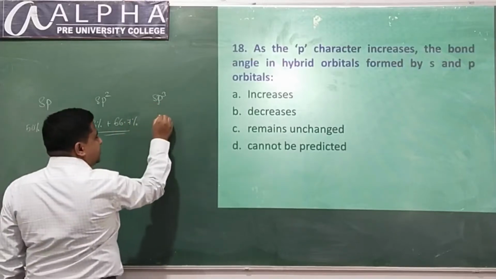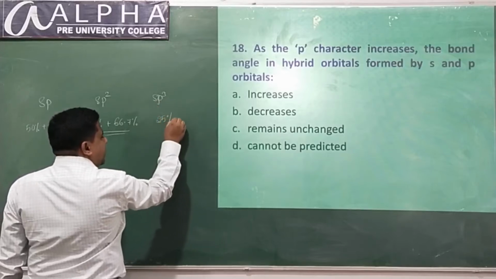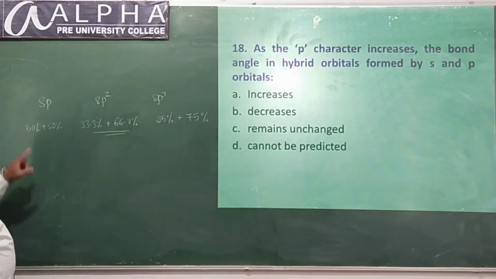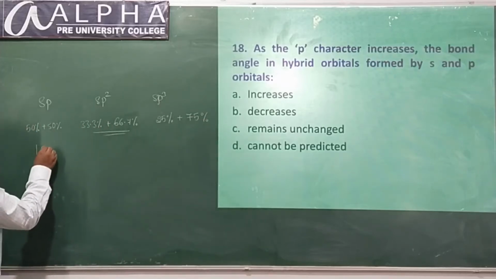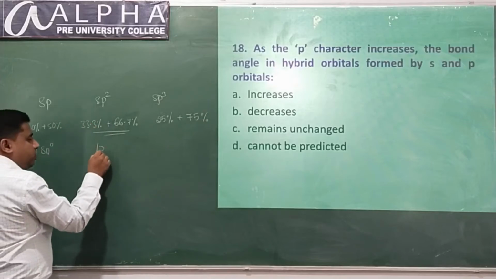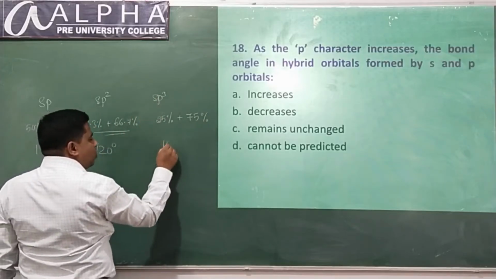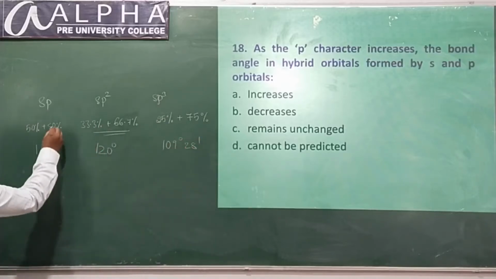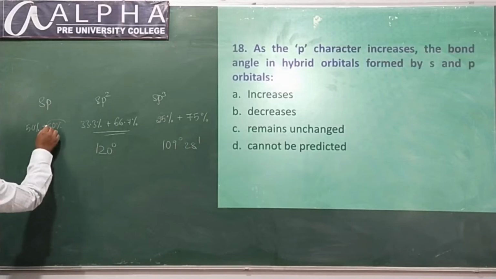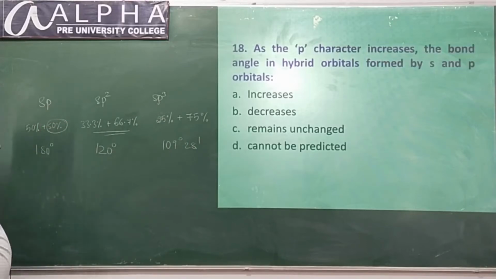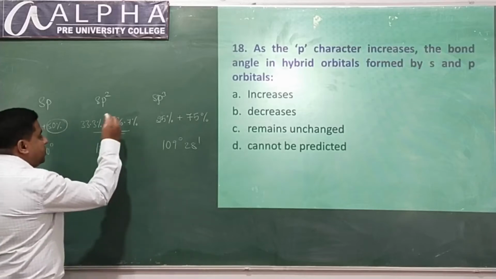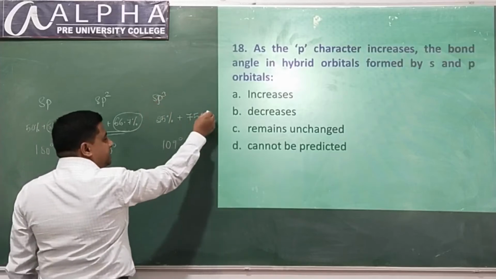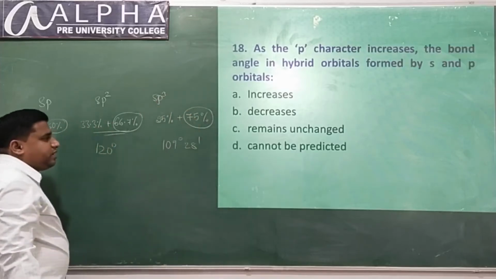In sp3, the percentage of s character is 25% and the percentage of p character is 75%. The bond angle in sp is 180 degree. In sp2 it is 120 degree. In sp3 it is 109 degree 28 minutes. Students, understand: in sp hybridization the percentage of p character is 50%, in sp2 it is 66.7%, and in sp3 it is 75%.